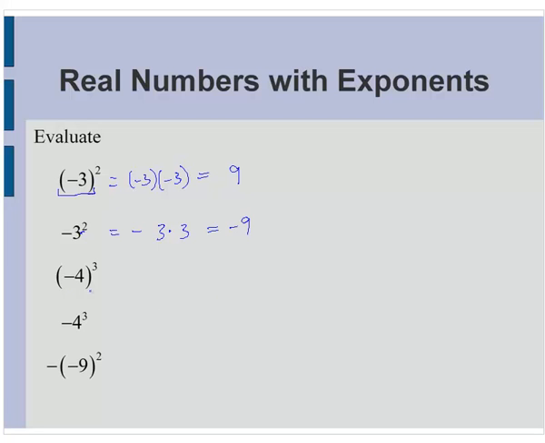Similarly here, we have negative 4 in parentheses to the third power. And so this says negative 4 times negative 4 times negative 4. Negative times a negative is positive 16. 16 times negative 4 is negative 64. In this example, we have 4 to the third power, and then we change the sign. See, the exponent is only applying to the 4. So this really says negative 4 times 4 times 4. 4 times 4 times 4 is 64, so we would have negative 64.